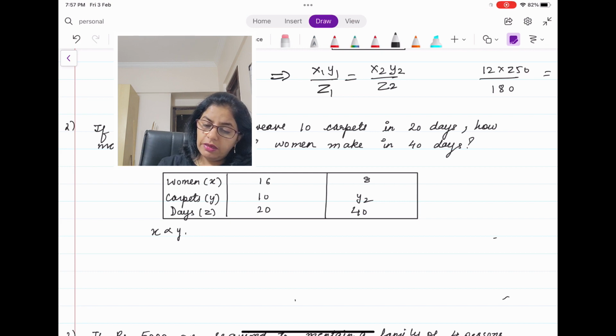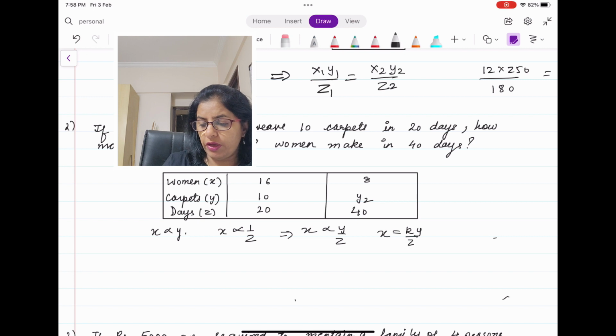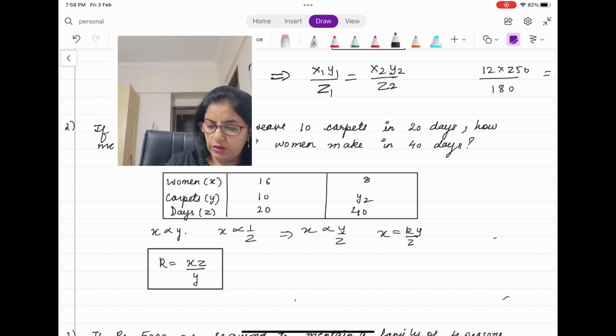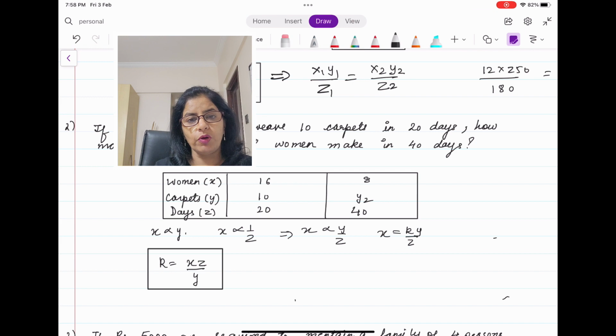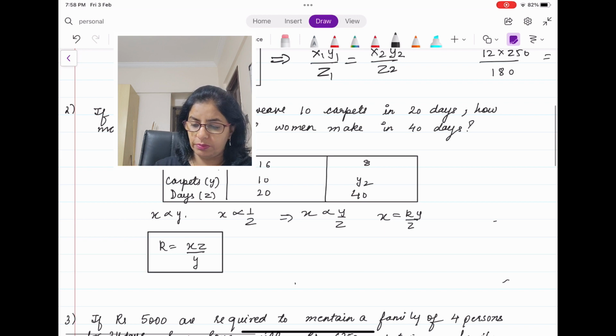Next, if the number of women increases, then they will do the same work in fewer days. So X is inversely proportional to Z. It implies X is proportional to Y upon Z. Introducing the proportionality constant, X is equal to kY upon Z. Finding the value for K will be XZ upon Y. So see here the relationship is separate in each question. This is the main part of this type of questions. You have to develop a relationship. If you develop the correct relationship, your answer will come correct.